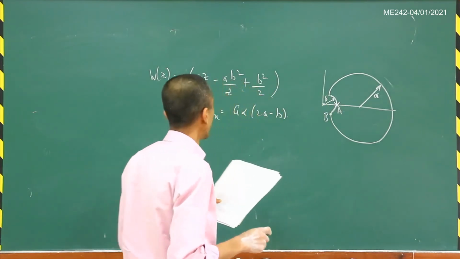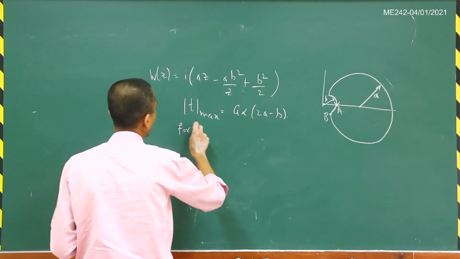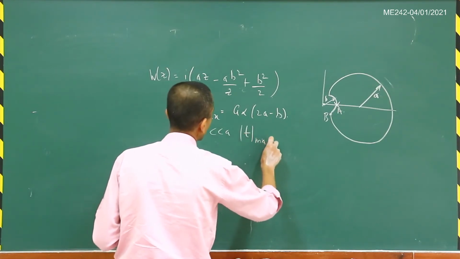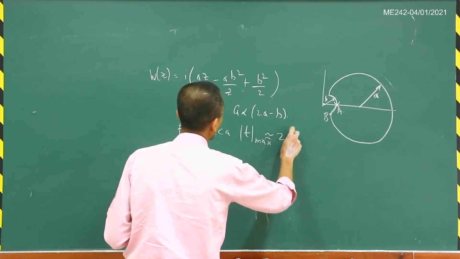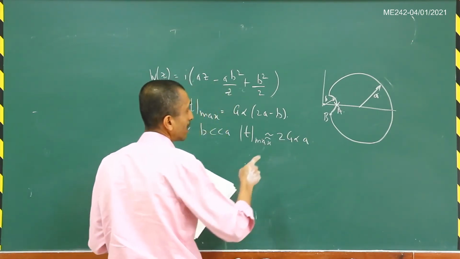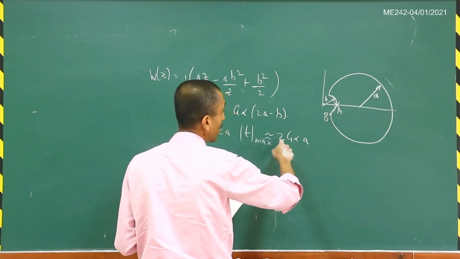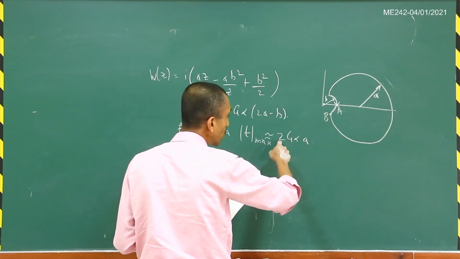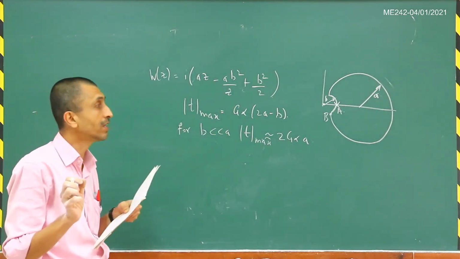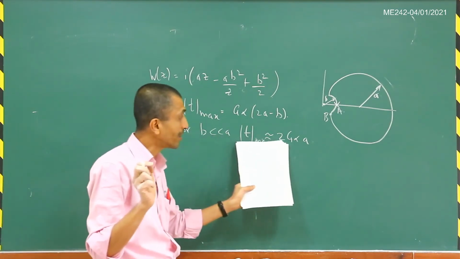So you can see that if B is much smaller than A, T max is approximately 2 times G alpha times A. Correct? And so you can see that if this groove had not been present, it would have been just G alpha A. But now because of the presence of the groove, there is a stress concentration factor of 2. So this is a very important point, that even if you consider an infinitesimally small groove, even then there will be a stress concentration of 2.